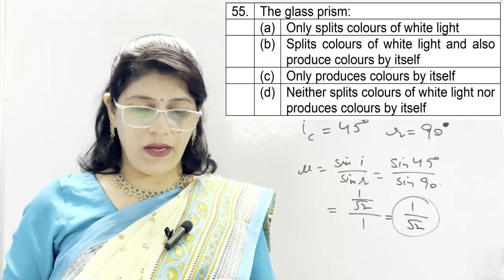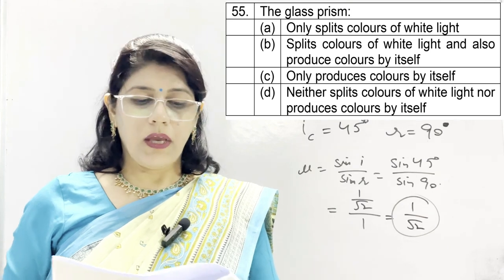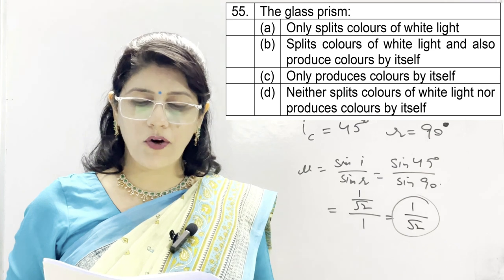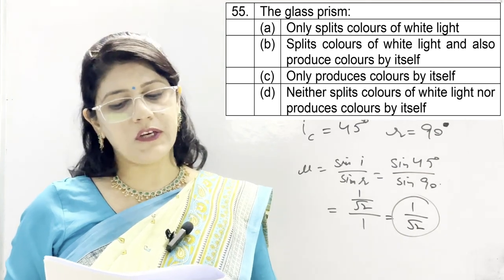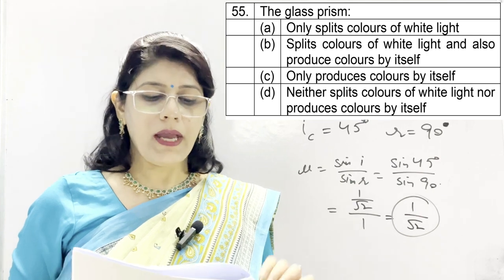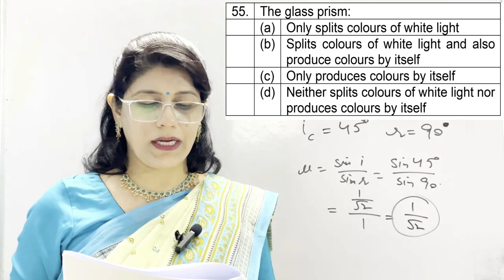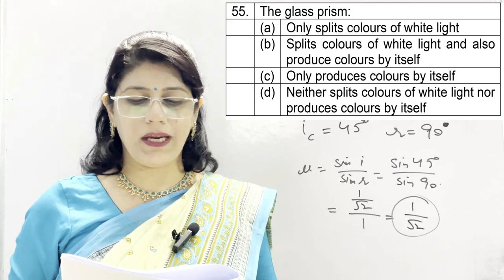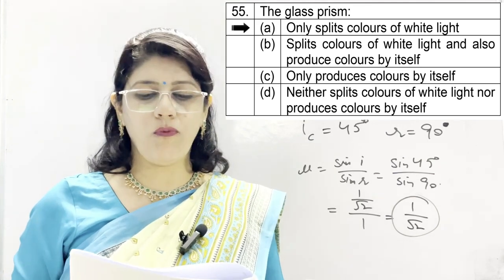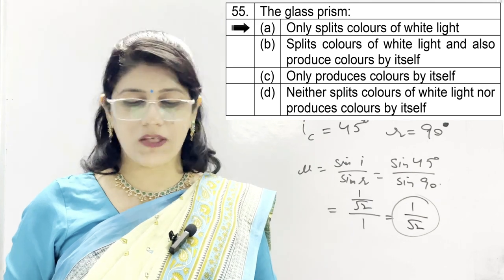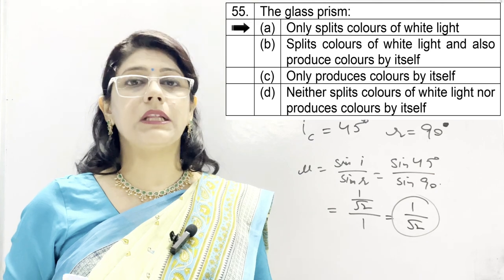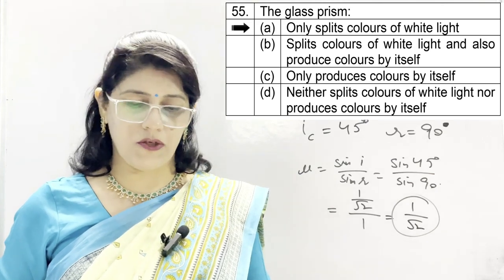Question number 55. The glass prism. A option only splits colors of white light. B split color of white light and also produce colors by itself. C only produces colors by itself, and D neither splits colors of white light nor produces colors by itself. So correct option is A, only splits color of white light, because prism does not produce color but it only splits the various colors present in the light incident on it.